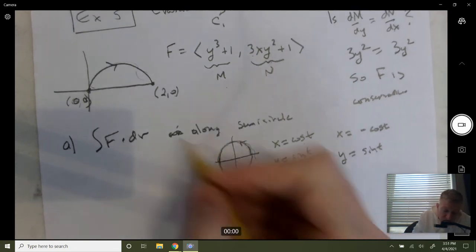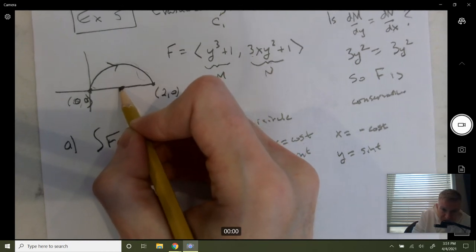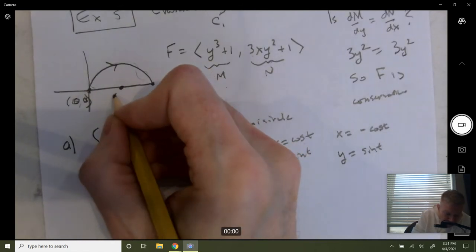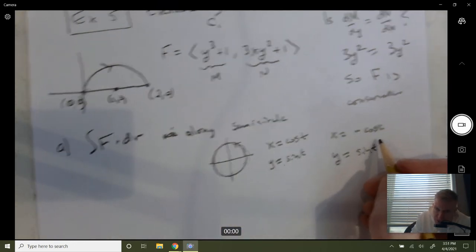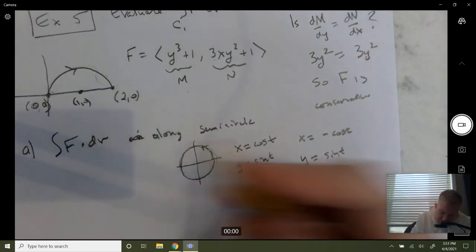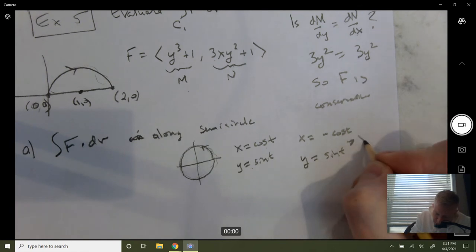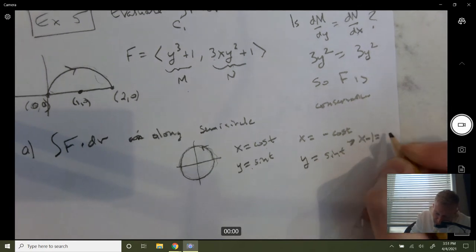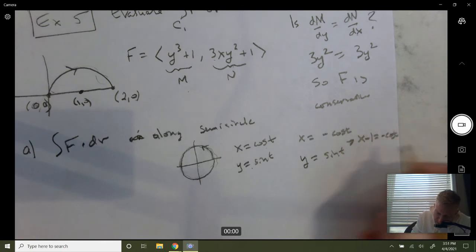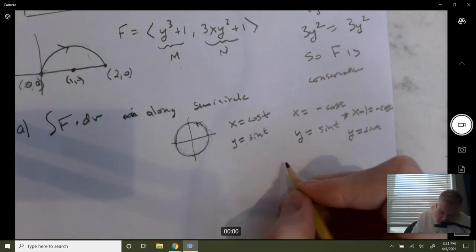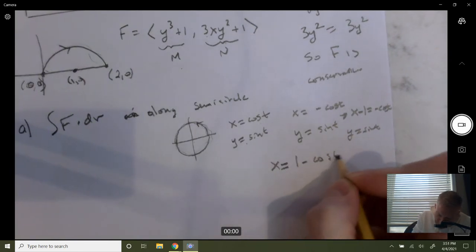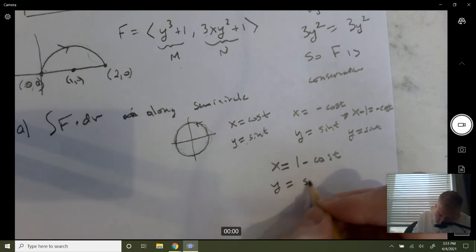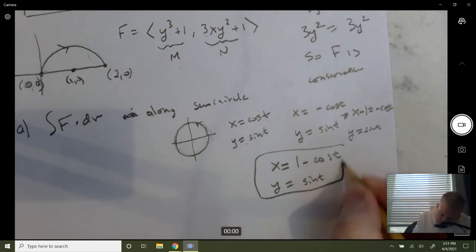Now, I also moved this circle. This circle is now centered at (1, 0). So this x has to turn into, if I shift it 1 to the right, x minus 1 equals negative cosine t. And then y equals sine t. Okay, so the way I'm going to parametrize this curve is x equals 1 minus cosine t and y equals sine t. And let's double check that that works.